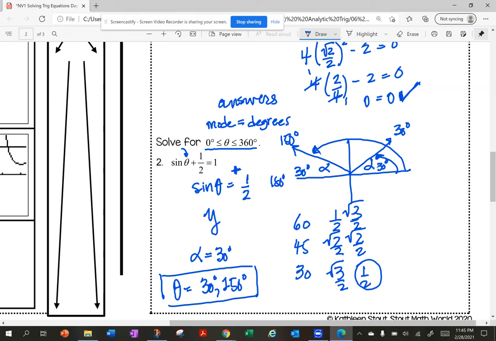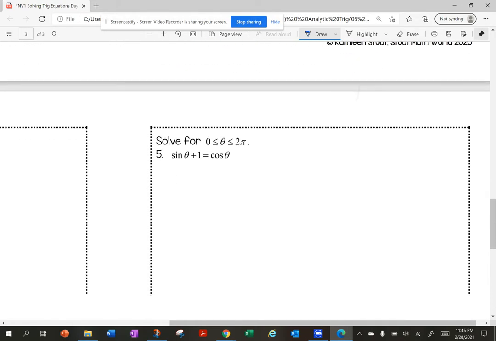So big picture, I want to be in terms of sine, cosine, and tangent. And I need to know that my answer is positive in 2 quadrants and negative in 2 quadrants.